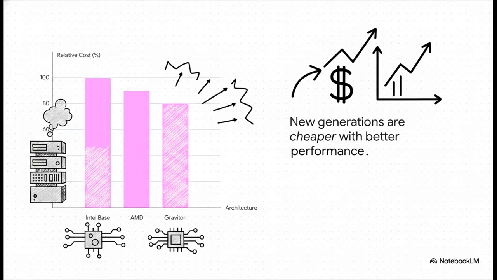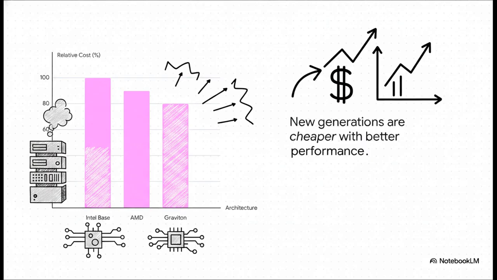Now, what's really interesting about this slide is the financial impact of generation upgrades. Beyond just getting better performance, if you're auditing your instances anyway, you really should consider upgrading. Moving from an older generation to a newer one almost always gives you better performance for less money. Just look at the architecture breakdown here.